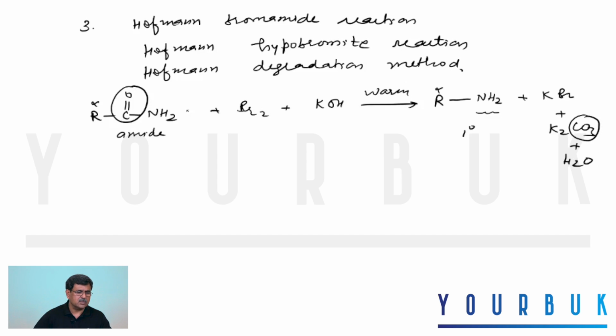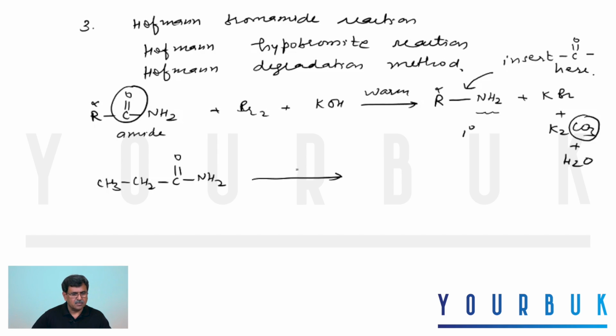So in the forward direction you just eliminate this. In the backward direction you insert CO group here. Now this is Hofmann bromamide. We take one example, CH3CH2CONH2, when treated with bromine and alkali, we can write NaOH, we can write KOH. So there is a loss of this group, and as a result the major product of this reaction is ethylamine.